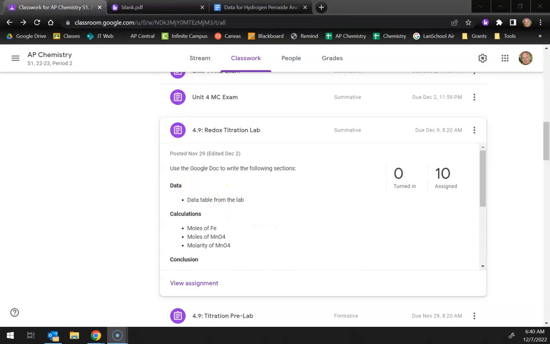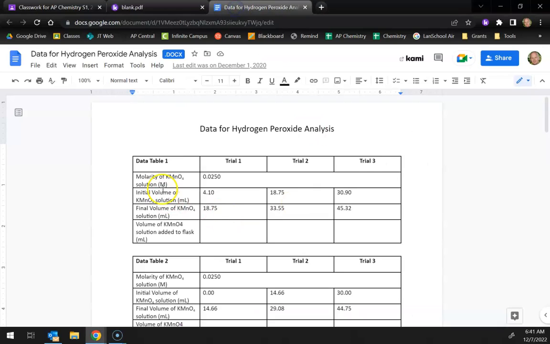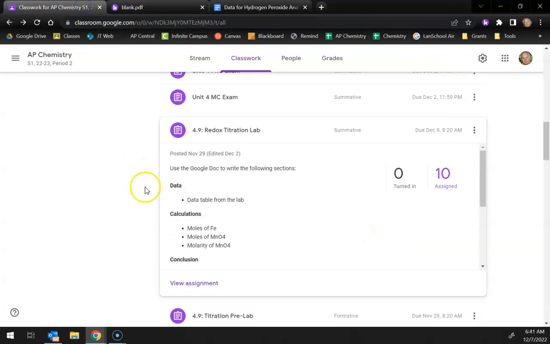So you have a data table from the lab. You should have something that looks like this from the lab. You filled this in during the lab. You're just going to recreate the data table in Google Docs. So that's the first part of the lab.